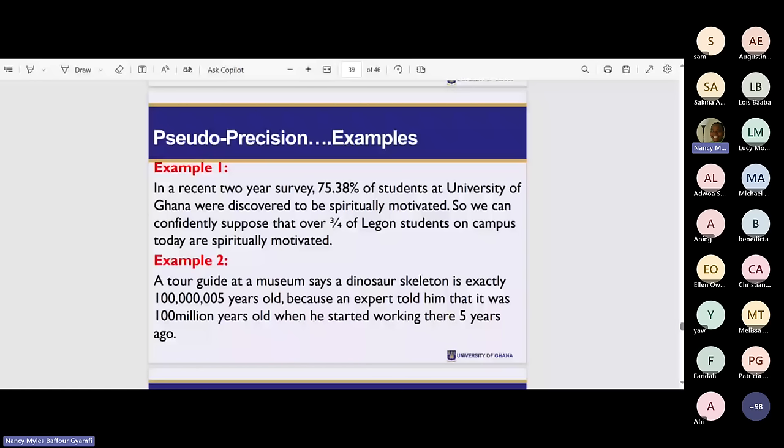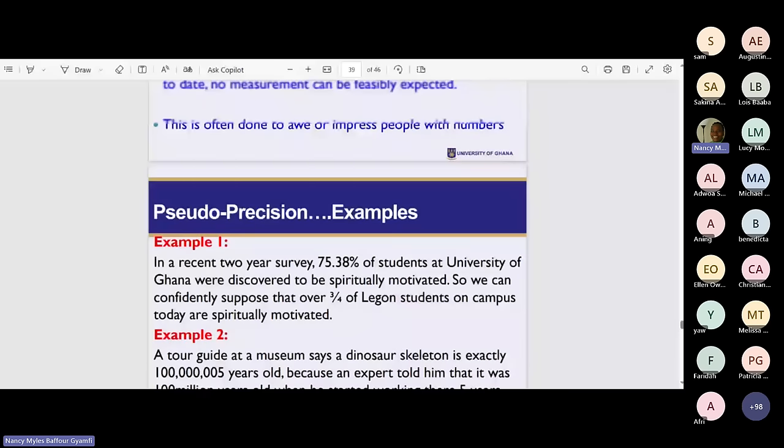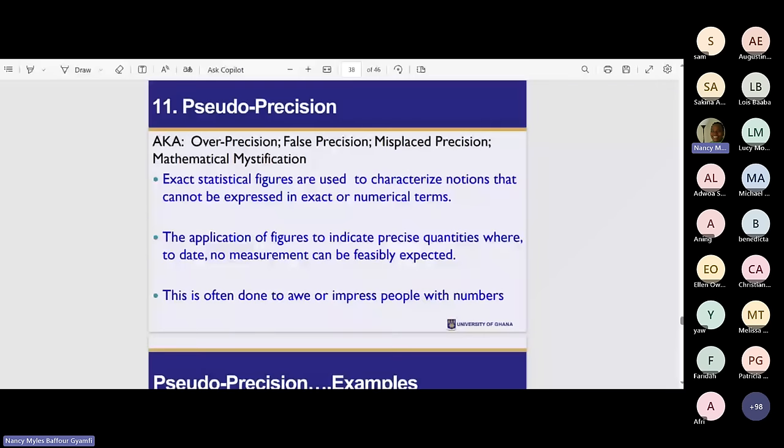This is what we call pseudo precision. So how do you say it? Your friend told you, look here. She says, when you try to use statistical figures to characterize notions, concepts that cannot be expressed in exact or numerical terms, that notion cannot have a numerical expression. But you put figures there. How did you do that research? Well, we don't know. So we call it out.